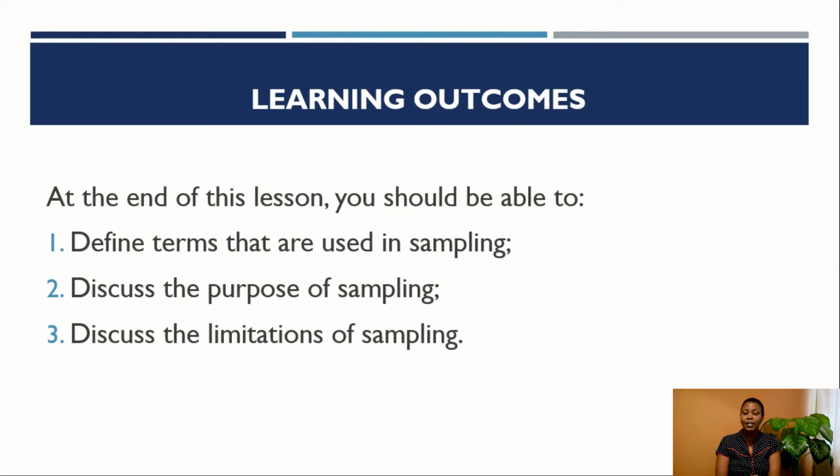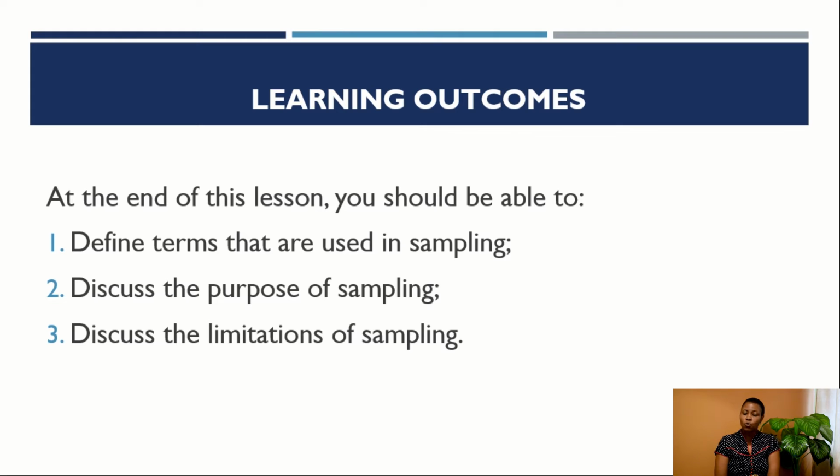So we have three learning outcomes. One, we need to define the terms that are used in sampling. Two, we need to discuss the purpose of sampling, and three, also discuss the limitations of sampling. So let us move together as we look at the terms that are used in sampling.